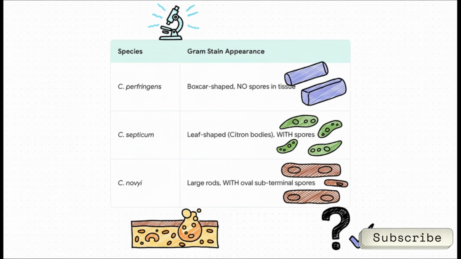In a tissue sample, you won't see spores. Now compare that to C. septicum, which looks more leaf-shaped and does have spores, or C. novyi, which are large rods that also have spores. This table is gold for your exams.